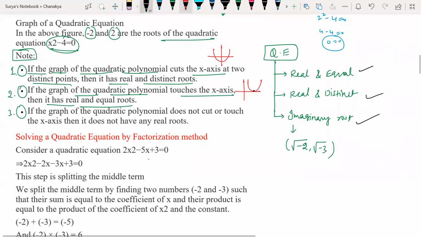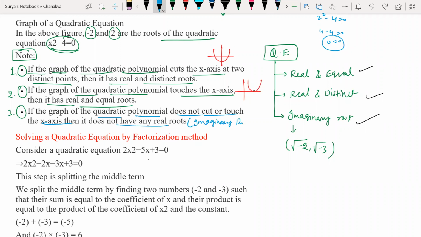Okay. Next. If the graph of the quadratic polynomial does not cut or touch the x-axis, then it does not have real roots. If it is not real roots, it will be having what type of roots? Imaginary roots.